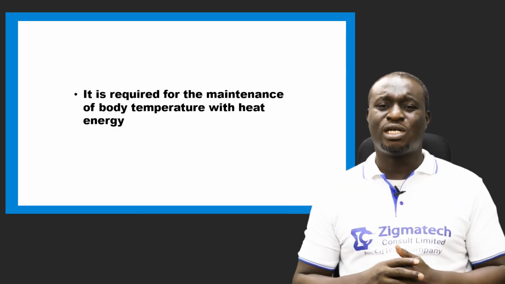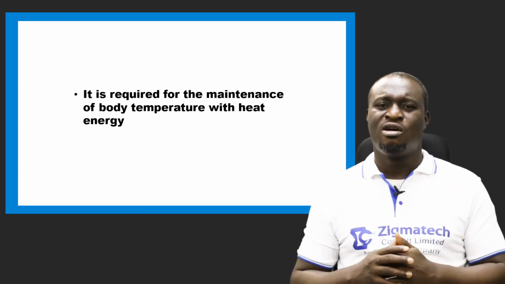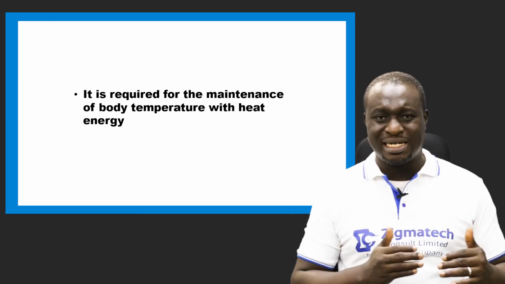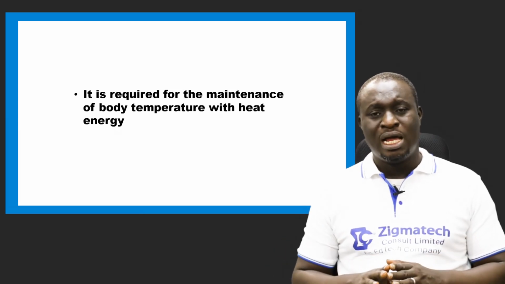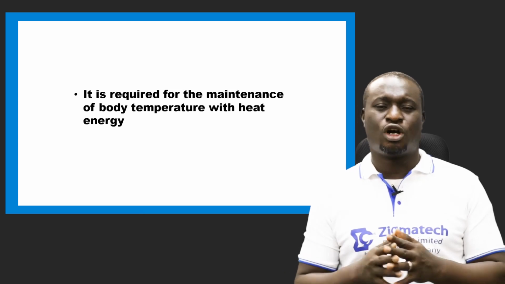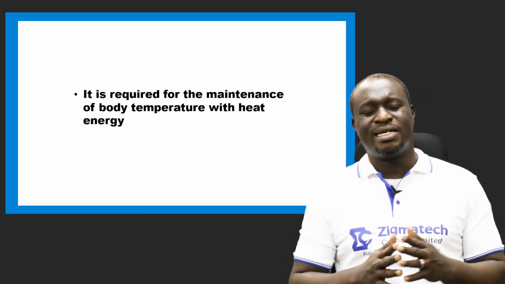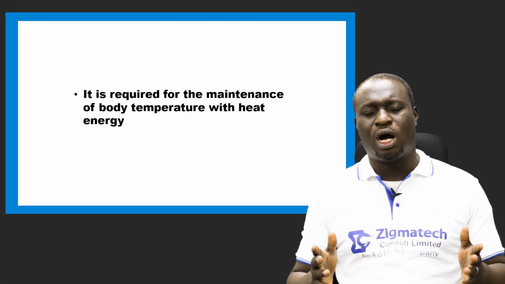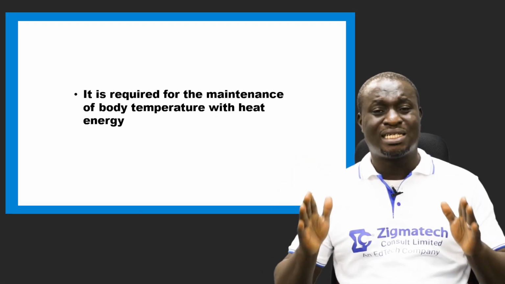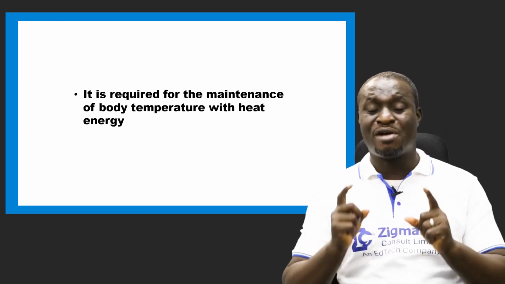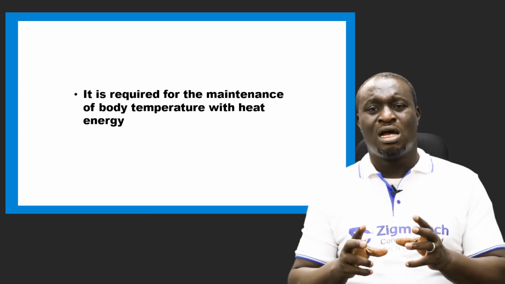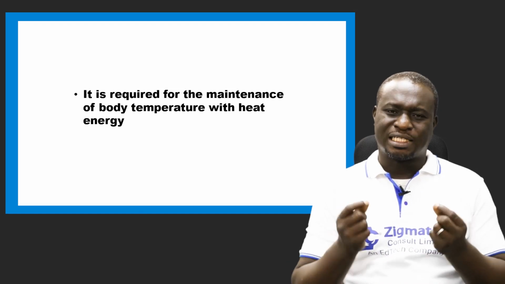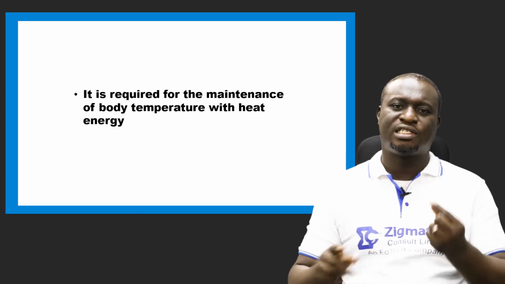Also, number 3, energy is needed for the maintenance of body temperature with heat energy. And of course, we have different types of organisms based on body temperature. We have the poikilothermic, and then we also have the homeothermic. Poikilothermic simply means the cold-blooded, and the homeothermic has to do with the warm-blooded. In fact, the maintenance of body temperature is very essential for survival. And one of the factors required to maintain this body temperature is energy in the form of heat energy.